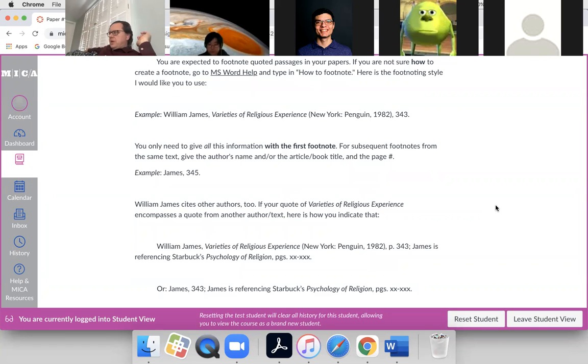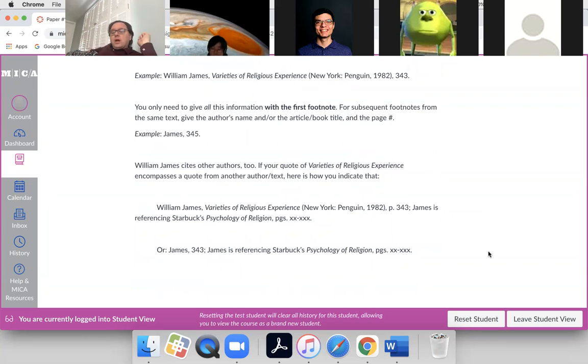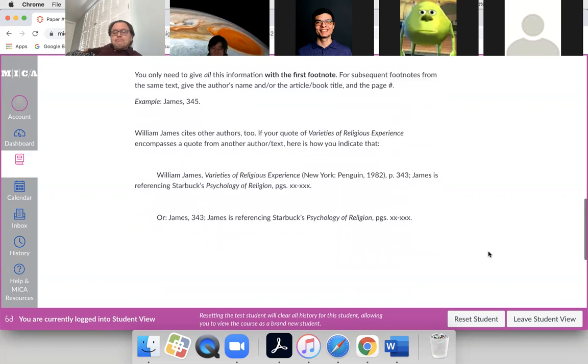If you're writing about James, as you notice, he tends to quote other authors. So you may want to quote someone he's quoted. This is how I've indicated here how you do it. William James, variety, city, publisher, year, page, and then you say afterwards, semicolon, James is referencing, for example, Starbuck, Psychology of Religion, pages, blah, blah. In James's book, he gives the page numbers of these references, okay? So this only pertains to those of you who choose to write about James. If you wish to, please get in touch with me if you have any questions about that, okay?